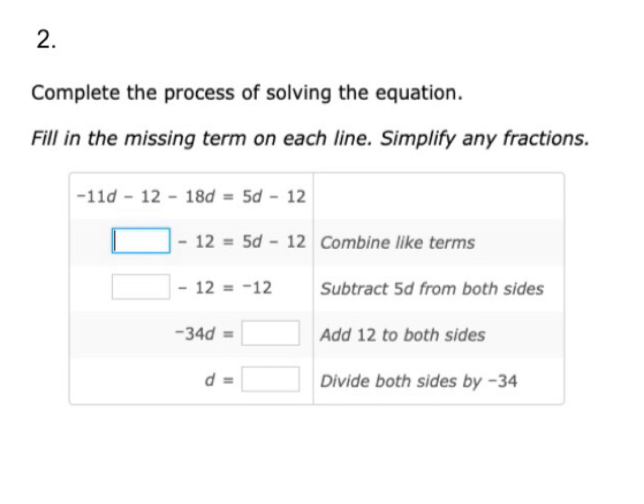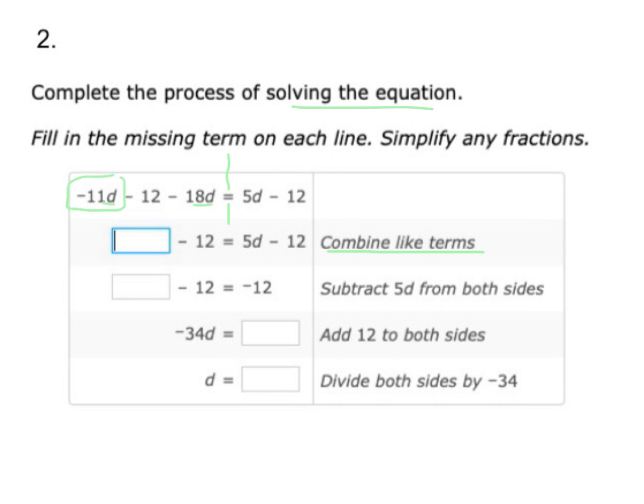Okay, question 2, a little more complicated here. We're going to complete the process of solving the equation. We're filling in the missing term and simplifying any fractions. Okay, so notice on the left side of the equation I have the letter D there twice. It's only once on the right side. So I'm going to first combine like terms on the left side of the equation.